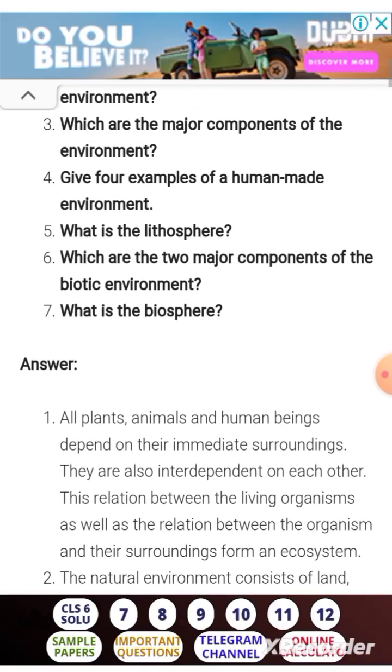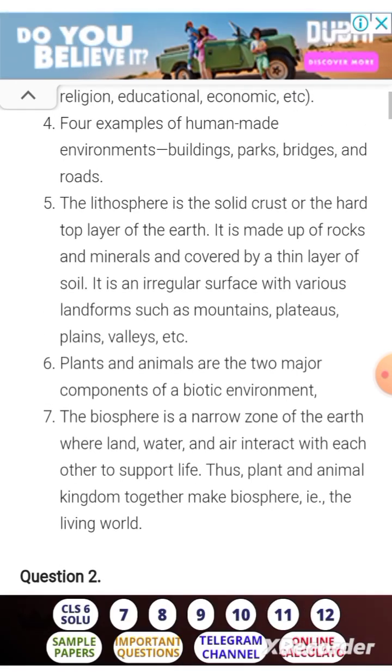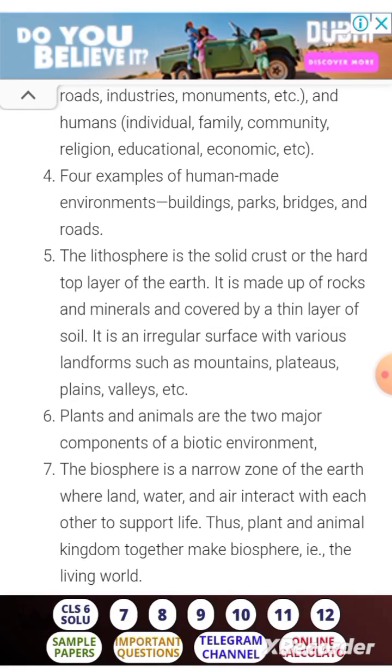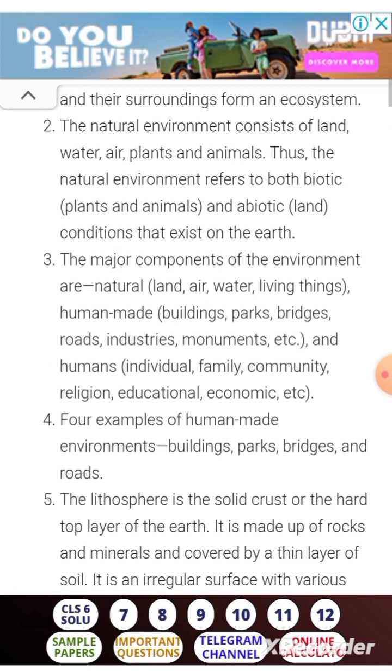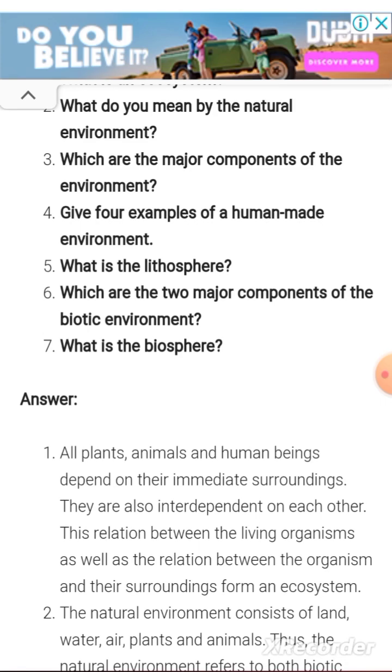Now the fourth question is, give four examples for a human made environment. So the answer is, four examples for human made environment are buildings, parks, bridges and roads. Now next is, what is the lithosphere?